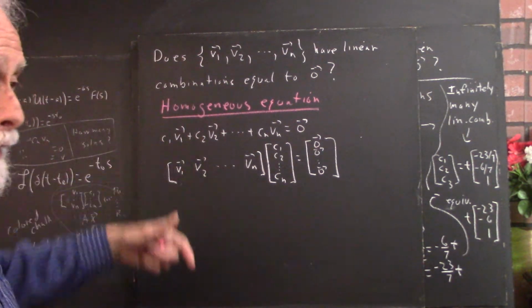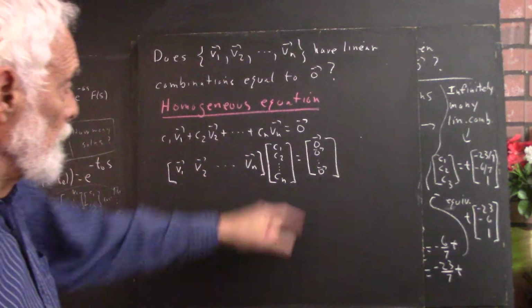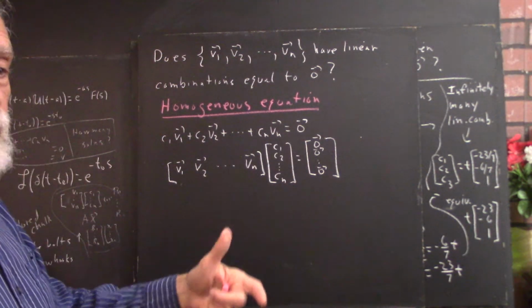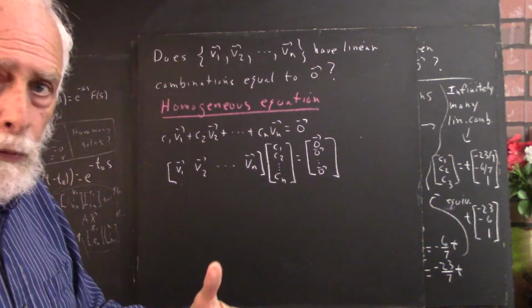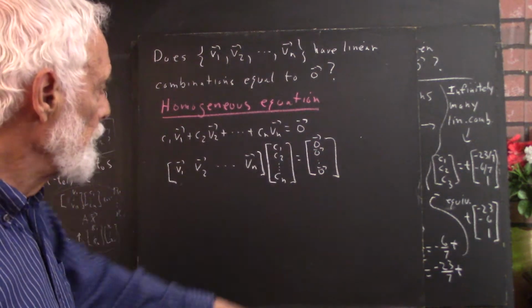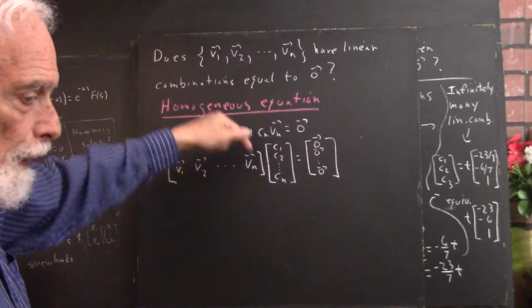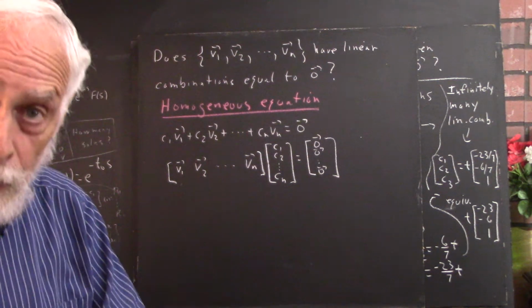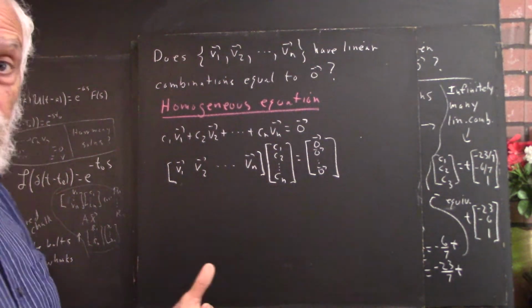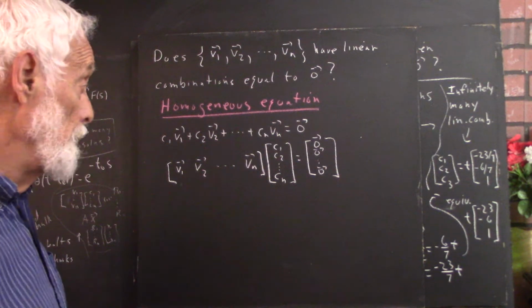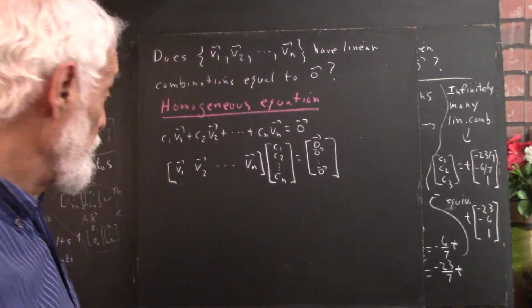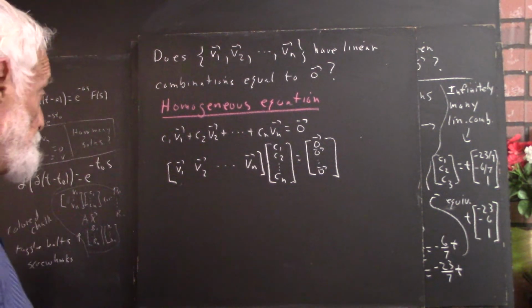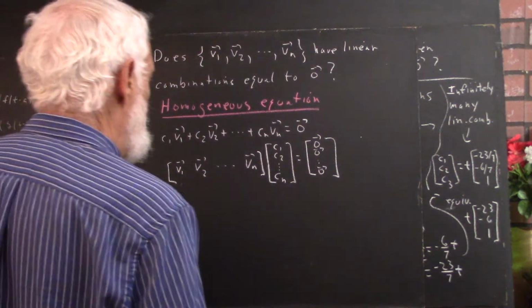So if your vectors all have length 4, then you're going to have 4 zeros here. If the vectors have length 292, then there are going to be 292 zeros here. And of course your matrix is going to have 292 rows, which you should fully understand by now. If you don't, you need to go back and review the last few videos. Okay, so there's your equation.